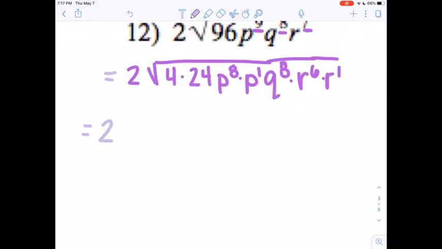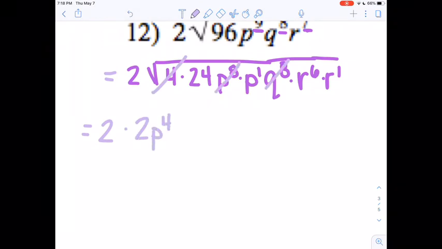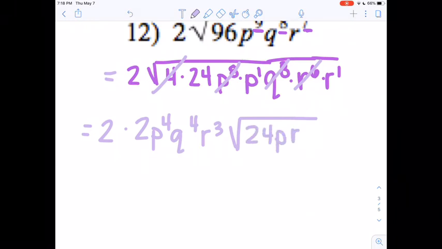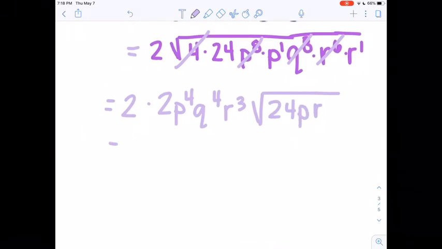Remember, it's all got to multiply by that 2. So the square root of 4 is 2. Square root of p to the 8th is p to the 4th. Q to the 8th is q to the 4th. R to the 6th is r to the 3rd. And inside we have 24 PR. Okay.